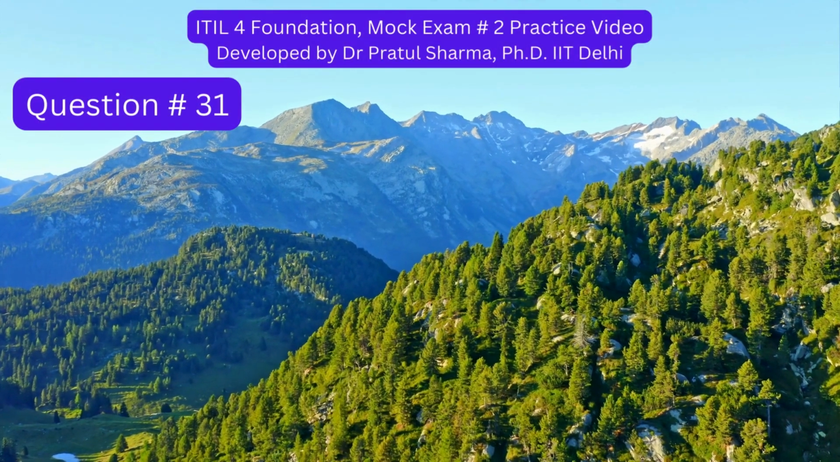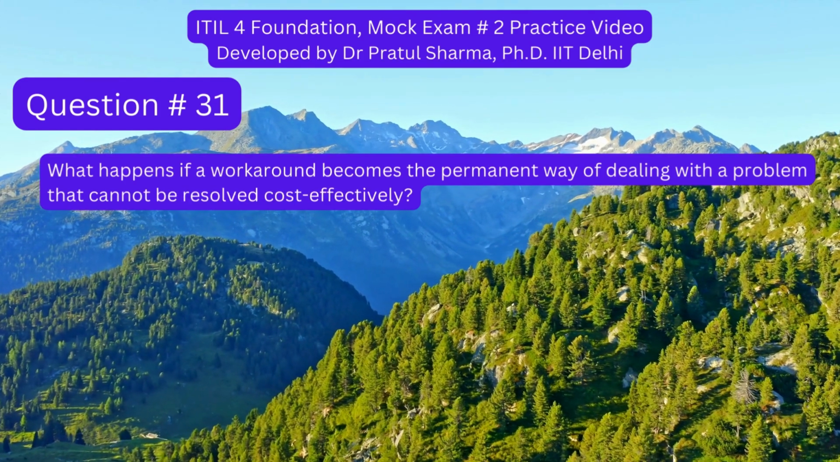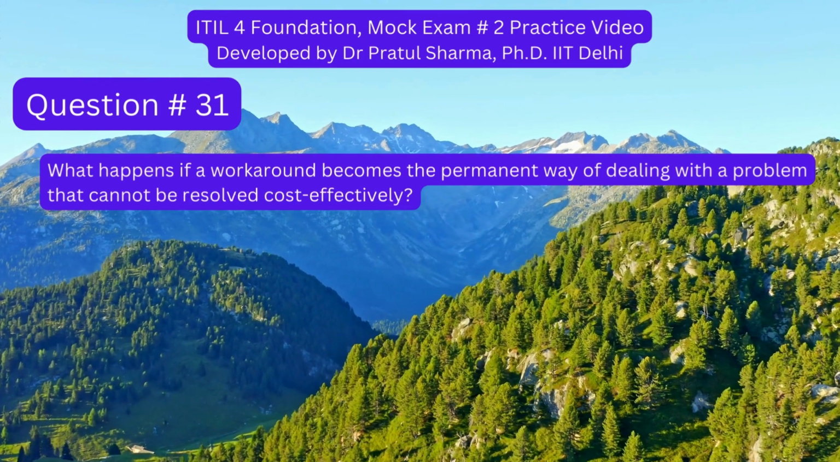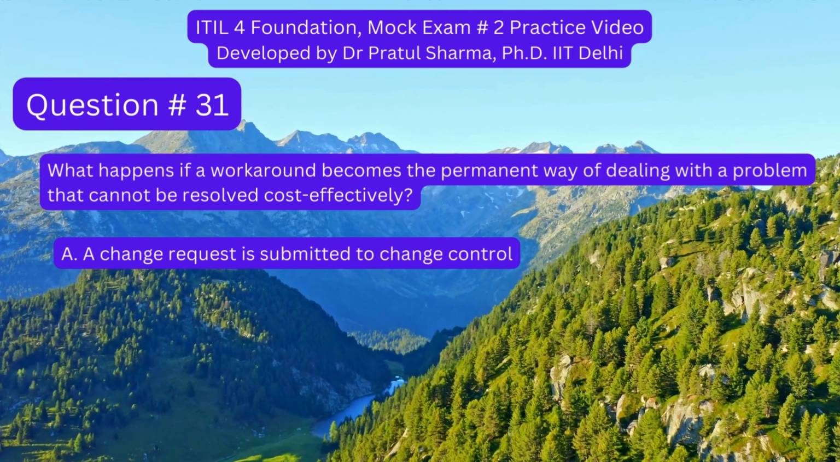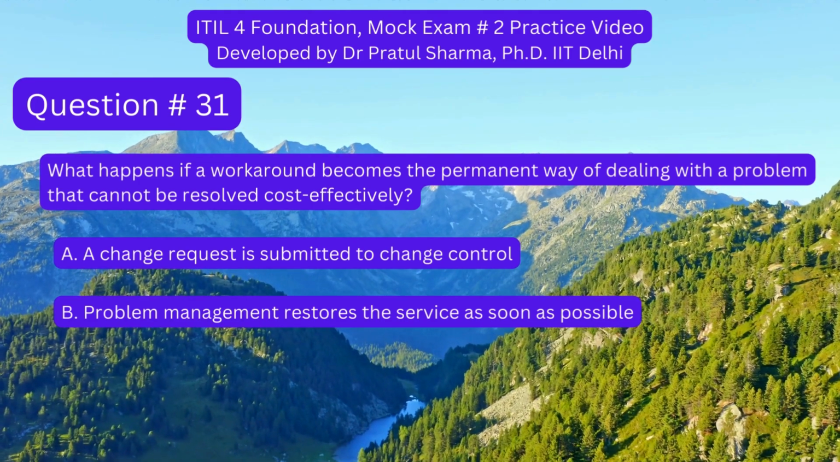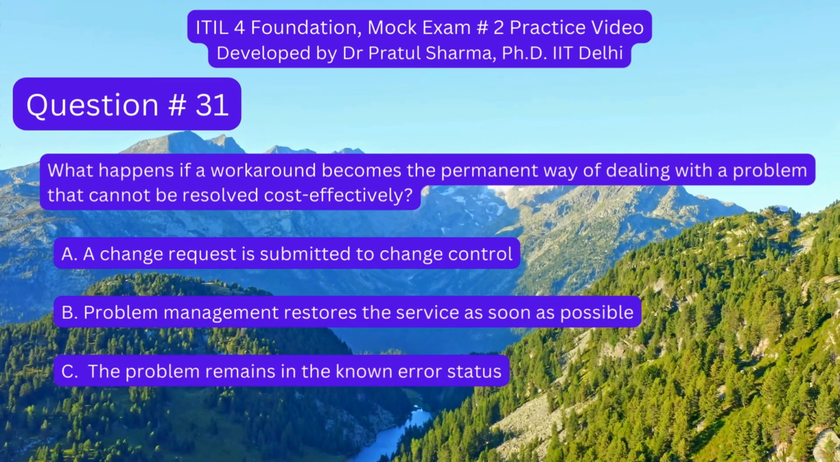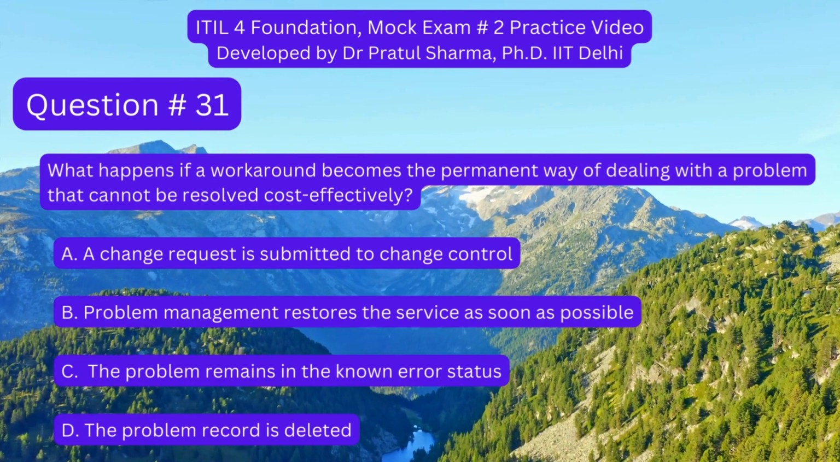Question number 31. What happens if a workaround becomes the permanent way of dealing with a problem that cannot be resolved cost-effectively? A. A change request is submitted to change control. B. Problem management restores the service as soon as possible. C. The problem remains in the known error status. D. The problem record is deleted.